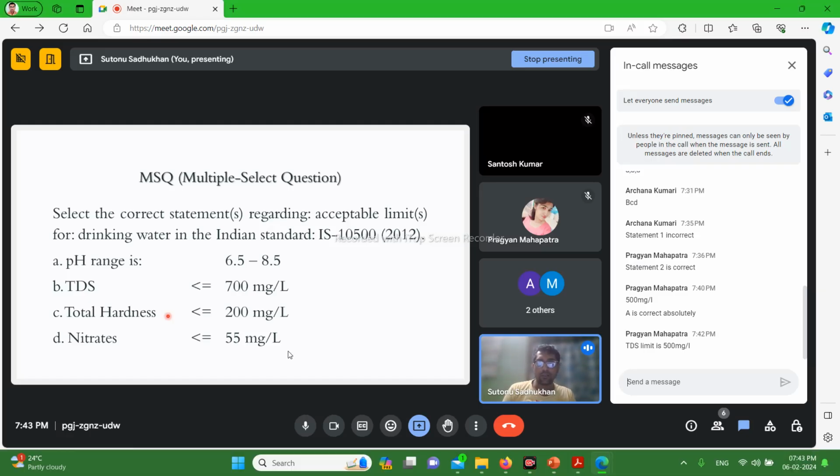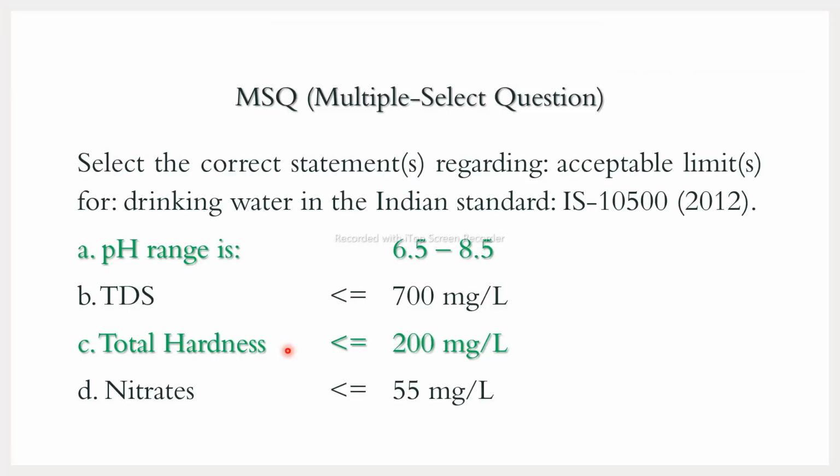TDS limit is 500. Okay, okay, you are saying that. So B is obviously incorrect, right? And then C, I think it is correct. I also don't remember. Let's see what is the correct range. Yes, you are correct. TDS limit, whatever is given, it is not correct. But the hardness and pH range is correct as per the Indian standard for drinking water.